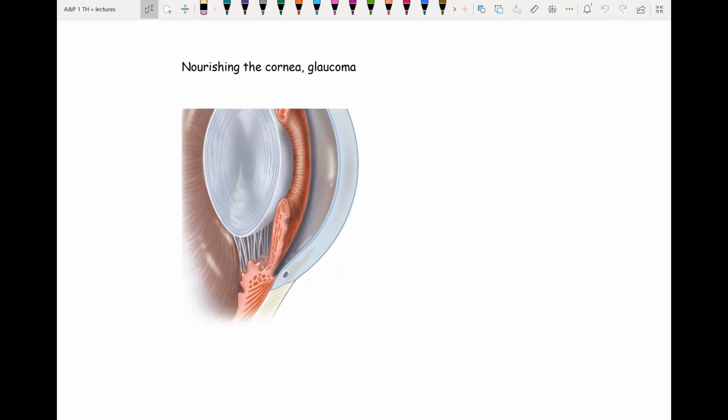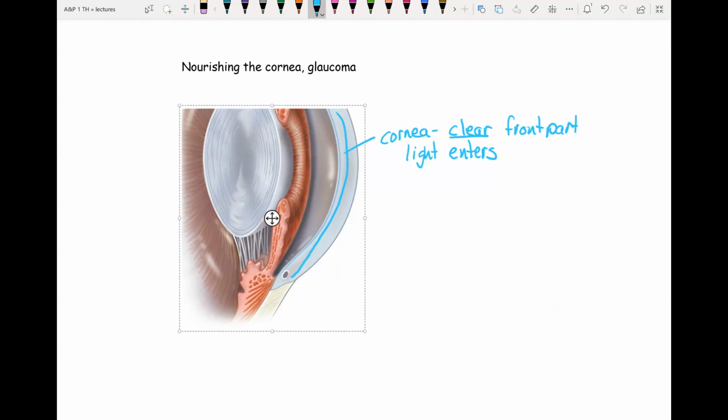Going to continue learning more about the eye. Right now, we're going to focus on the cornea. So remember, the cornea is this whole clear front part of the eye. And this is how light enters your eye. So because light's entering it, it's very important that the cornea stays clear. Anything in there is going to obstruct the light from entering.